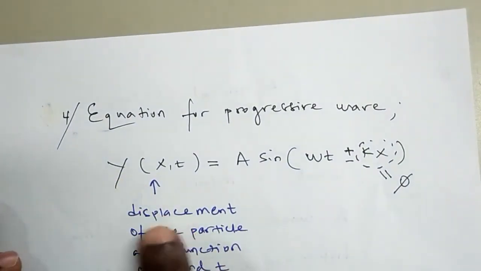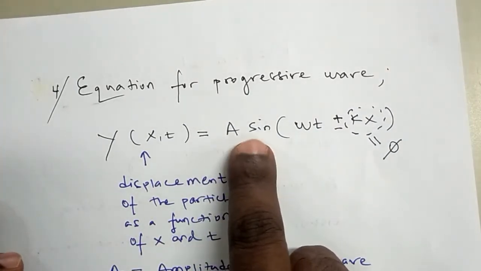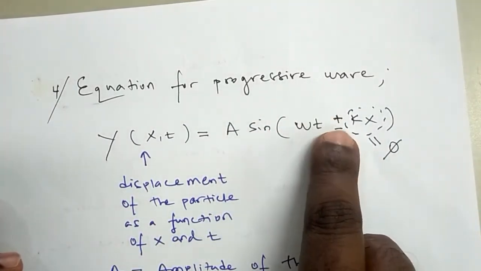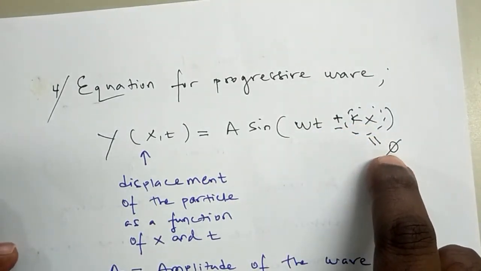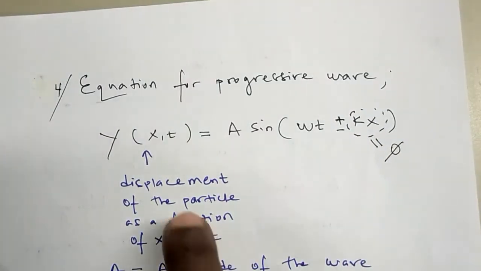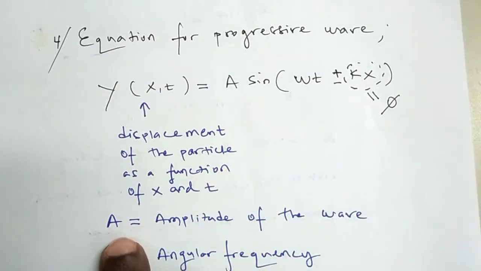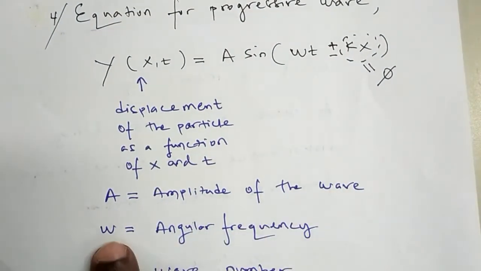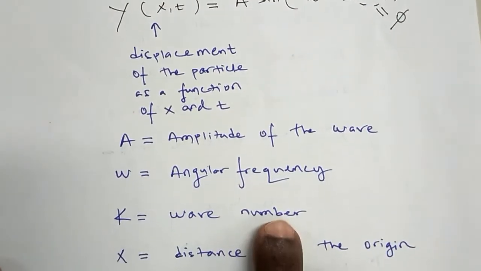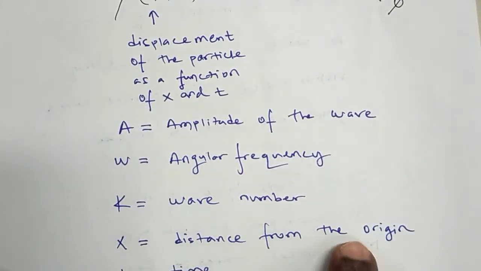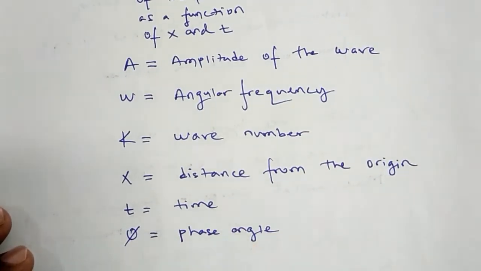y is the displacement of the particle as a function of x and t, equals A sin(ωt ± kx + φ), where kx is the phase angle or phase difference. From this progressive wave equation, we can define all the symbols. A is the amplitude of the wave, ω is the angular frequency, k is the wave number, x is the distance from the origin, t is the time, and φ is the phase angle.